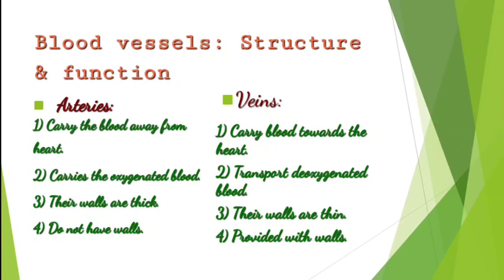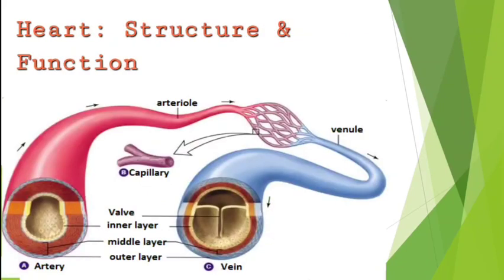Arteries are deeply located in the body and their walls are thick. While in veins, the walls are thin and they are provided with valves. Veins are provided with valves and arteries do not have any valves. We will see in the picture. Here in the picture, the valve is present in the vein and it is absent in the artery.